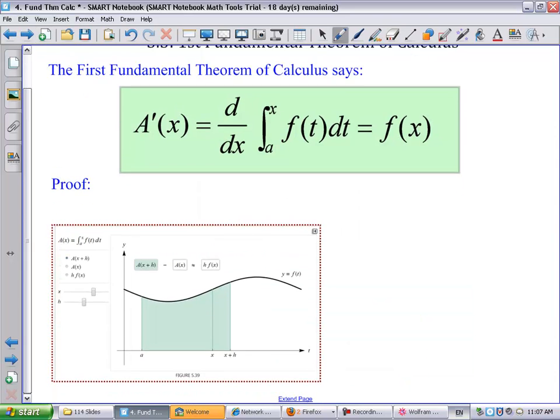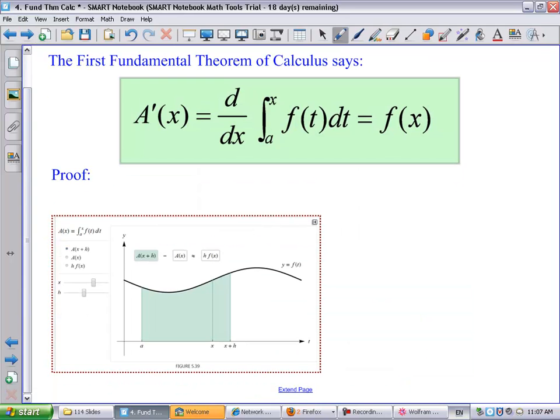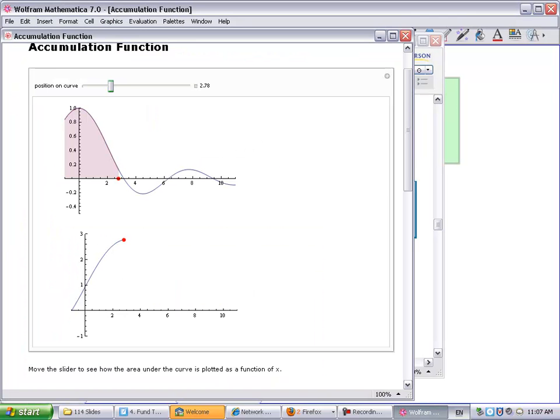All right, so let's see if we can convince ourselves that this makes sense mathematically, based on what we mean when we say an area function and what we mean when we say a derivative, right? So let's look at this nice picture here.